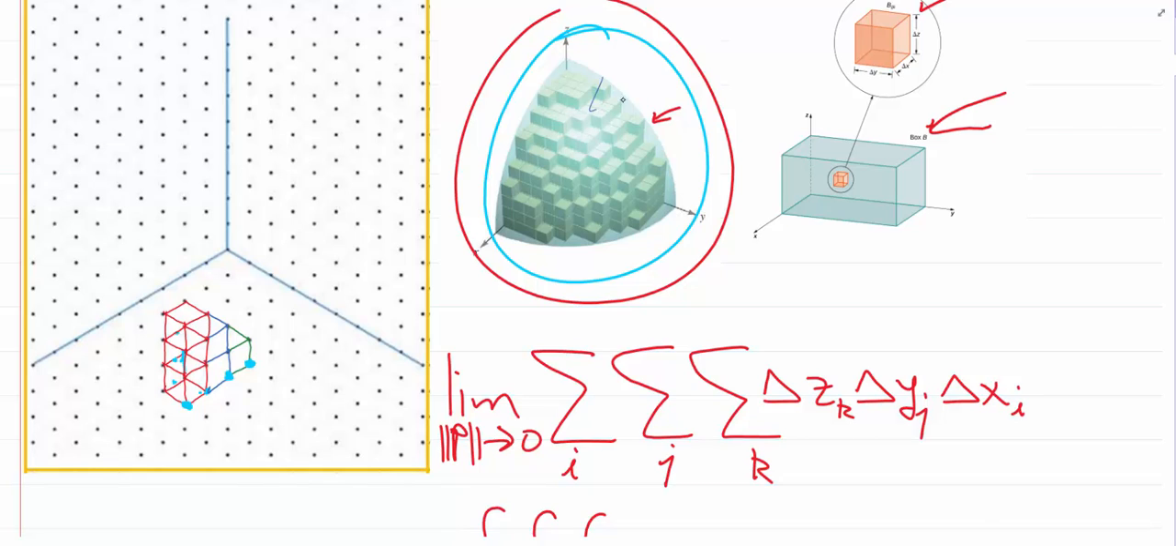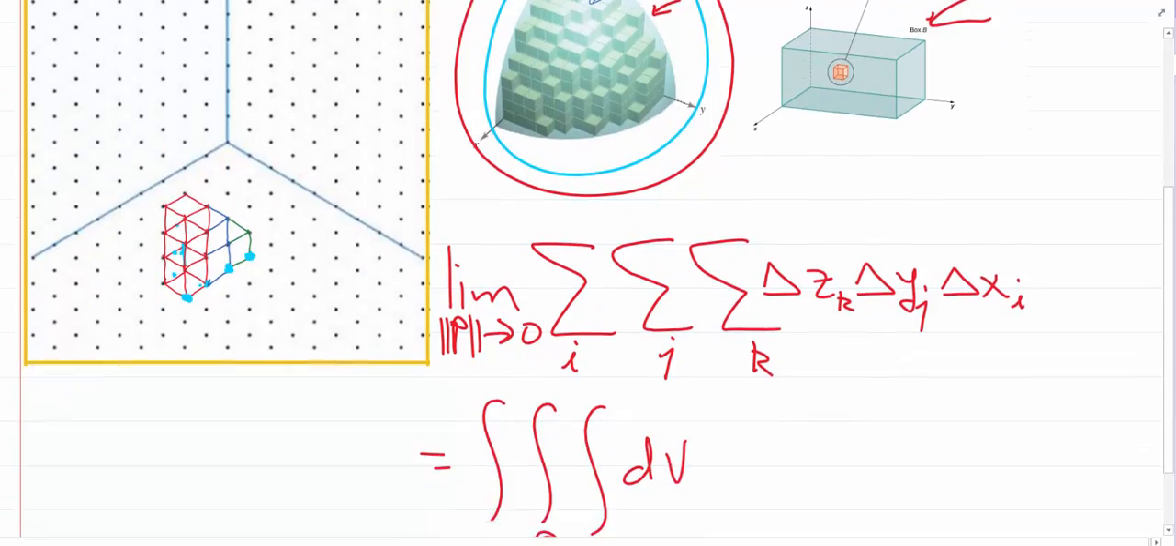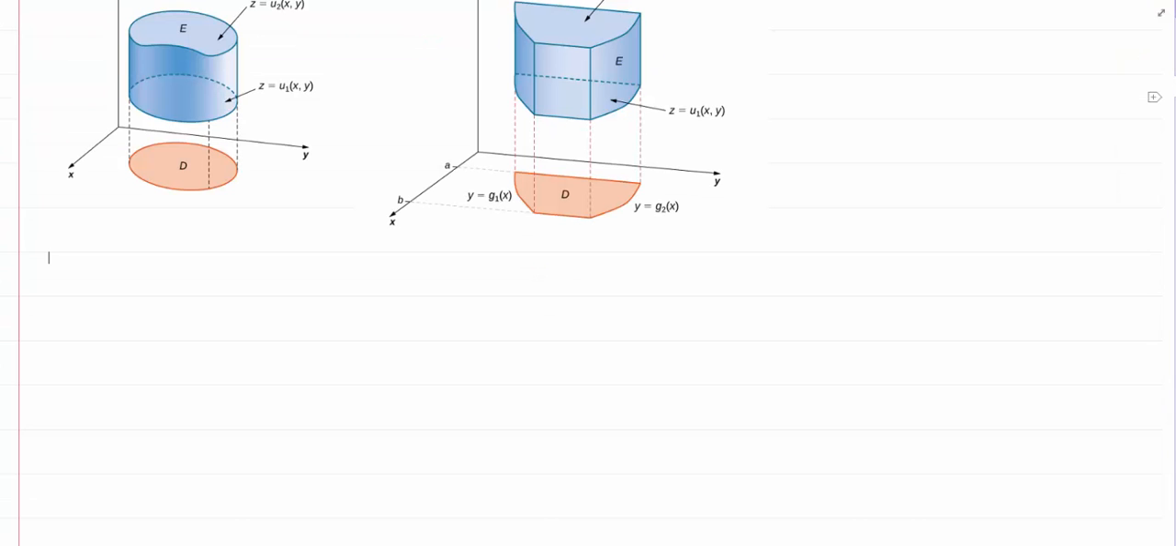Like this one right here. So I'll use a slightly different notation. Does everybody see that? Now, let's expand on that a little bit.